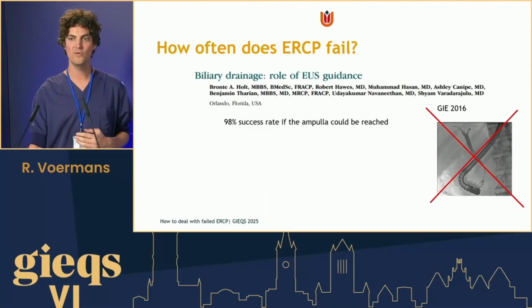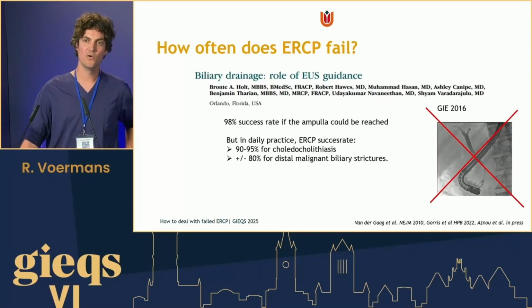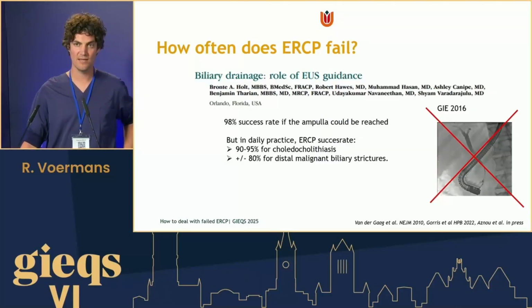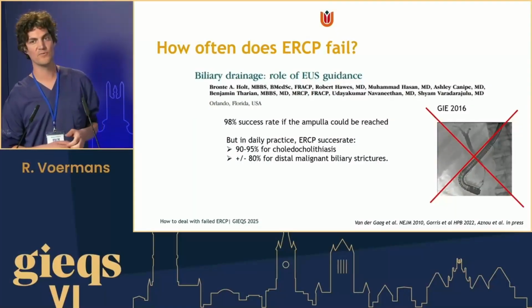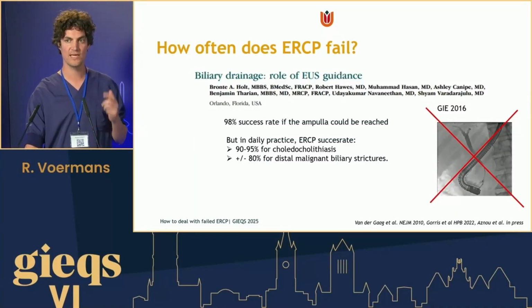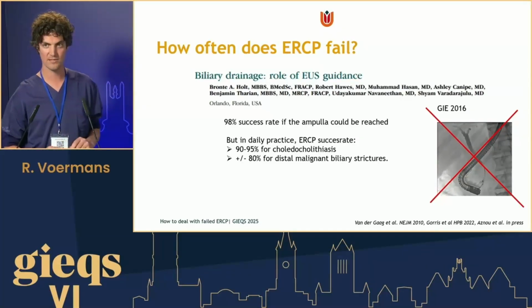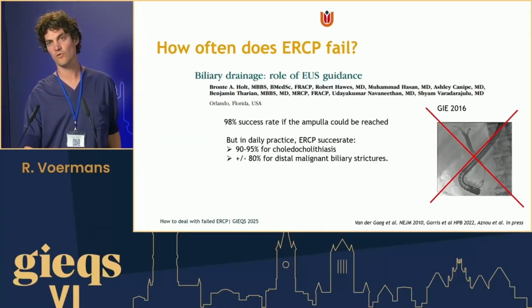But in real clinical practice, at least in the Netherlands, it's a little bit less. We looked at our own data, and indeed in simple ERCPs you have a 90 to 95% success rate in the Netherlands. But for distal malignant strictures, the success rate of the first attempt drops to about 80%, and that didn't change over time. That was the case in 2010 when we did the DROP trial, and recently we repeated that for national data, and it was more or less the same. So there is definitely room for improvement, or for rescue therapies if the ERCP fails.